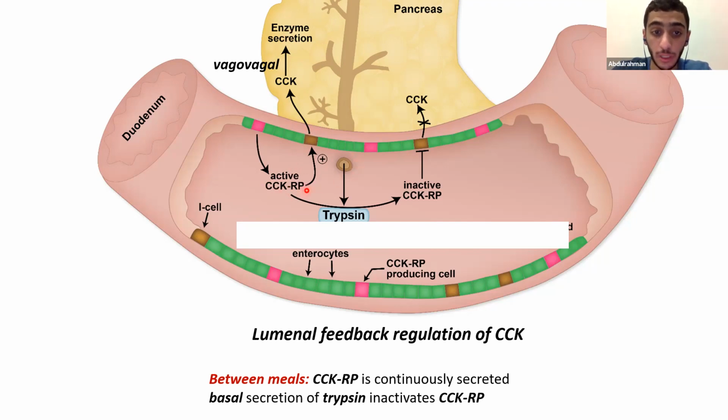Now, if the trypsin finds CCK-RP freely, it is going to bind to it. And if CCK-RP is bound to trypsin, it's going to be inactivated. And if it's inactivated, it's not going to be able to release CCK.